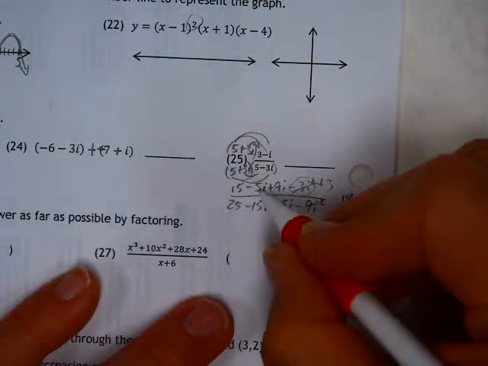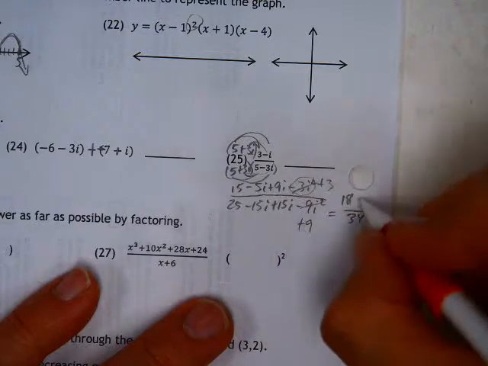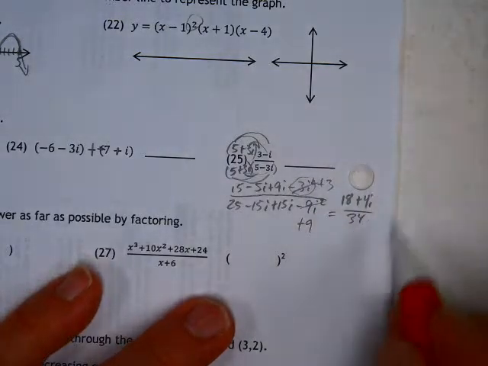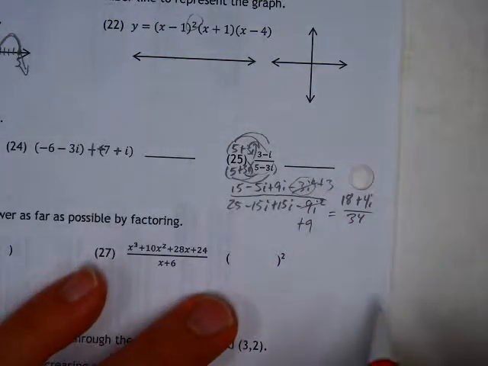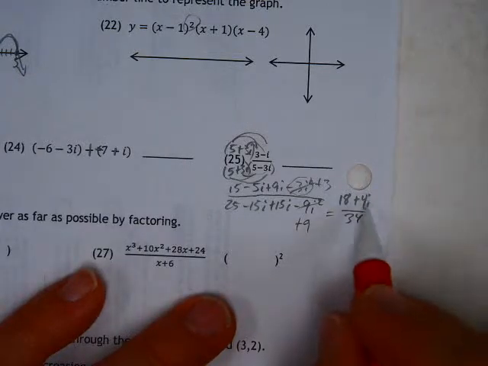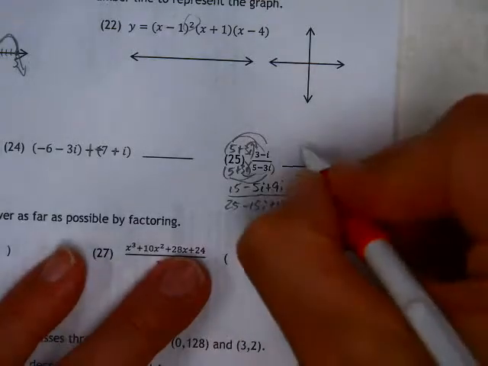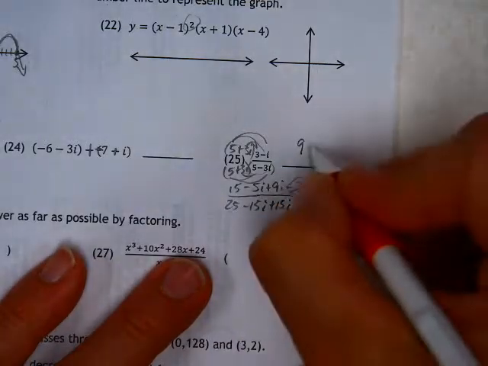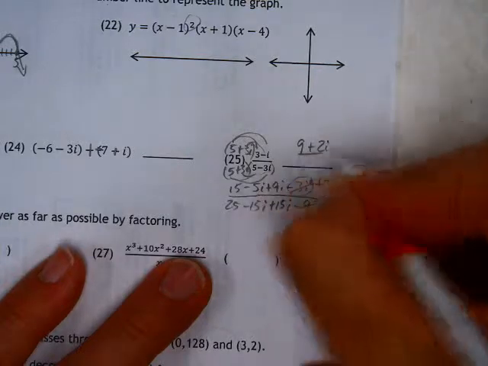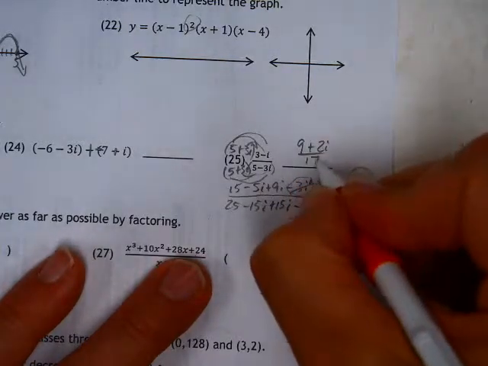I can deal with that. I got a negative 5i plus 9i. That's a plus 4i. You'll notice that all of those are even, but only one of them will 4 go into. So we're going to take out a 2 from everything, and that'll be our final answer. Take out a 2 from 18, I get a 9. Take out a 2 from 4i, that's a 2i. Take out a 2 from 34, 17.